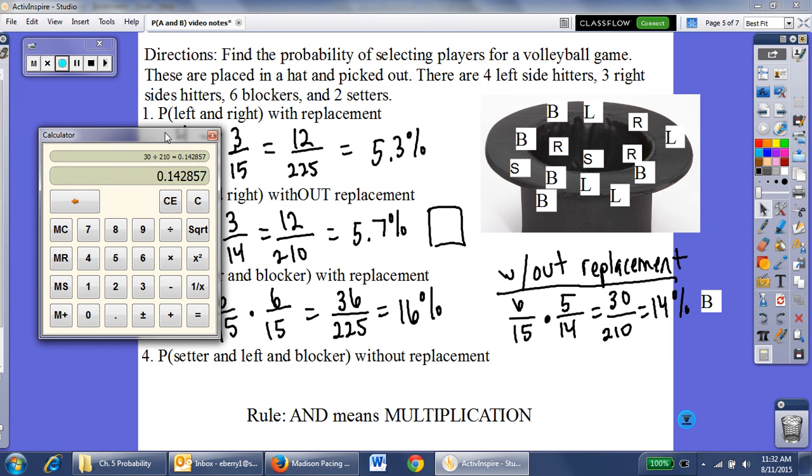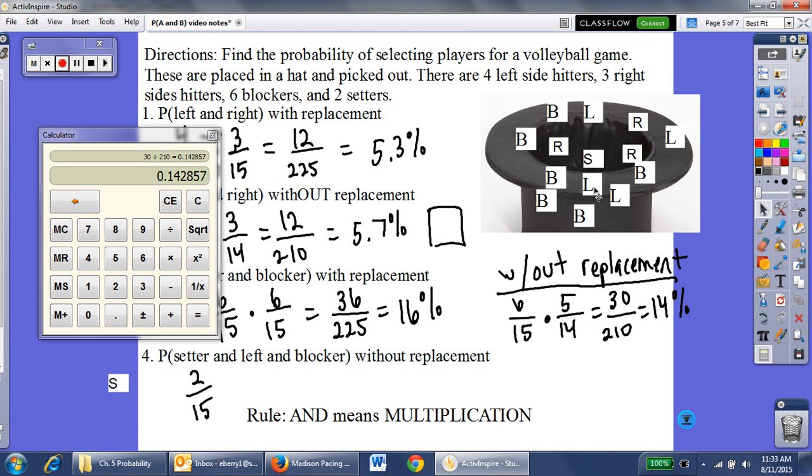Okay, and looking at the very last one, let's first return that B here. So the probability of getting a setter and a left hitter and a blocker without replacement. Okay, so the probability of getting a setter, it looks like there are 2 setters. So that would be 2 out of 15. So let me grab that setter, and it says without replacement. So let me just put it over here. I can't put it back in.